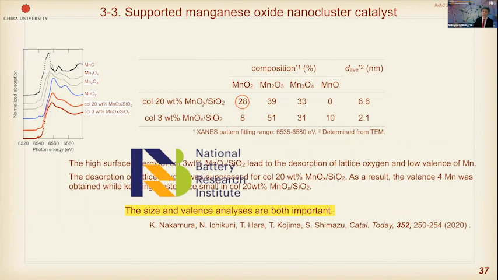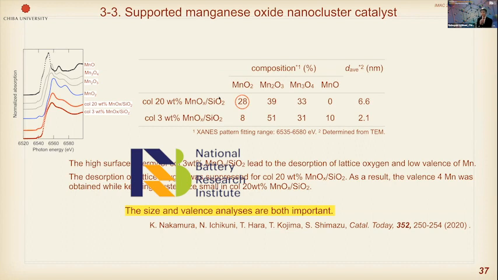Then the XANES analysis reveals that in the 20% case, this composition was obtained, and in the 3% case, this composition was obtained. The important point is that the active species for this kind of oxidation reaction is thought to be tetravalent manganese, MnO2. So the 20 weight% case has a high concentration compared to the 3 weight%.